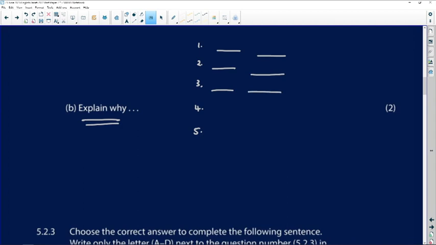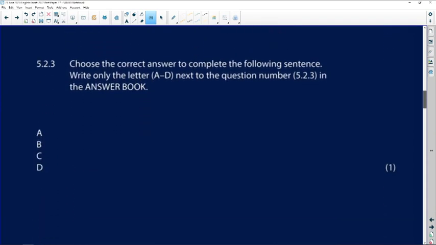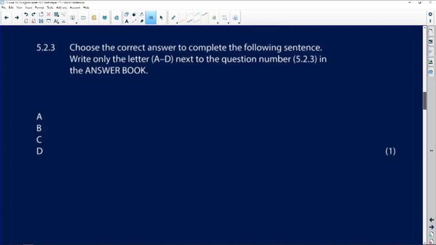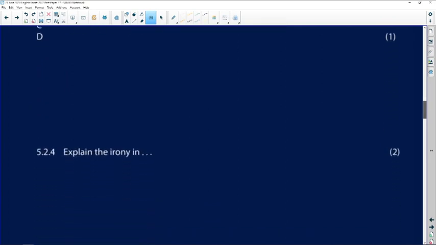Why is Friedman killed? Whatever it is. Then we've got the multiple choice. Remember, just important that you write 5.2.3 and you choose A, B, C, or D.